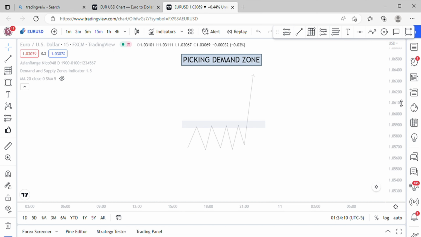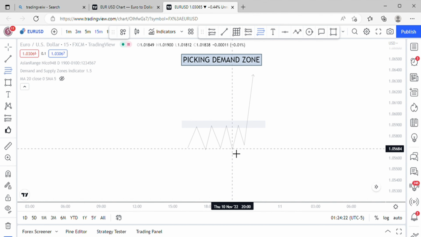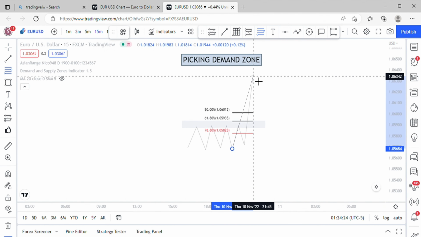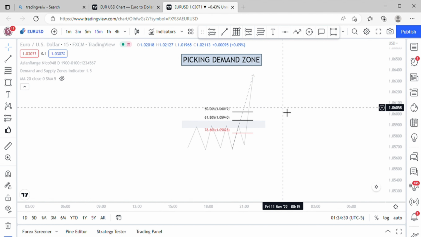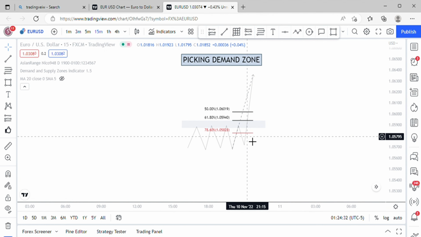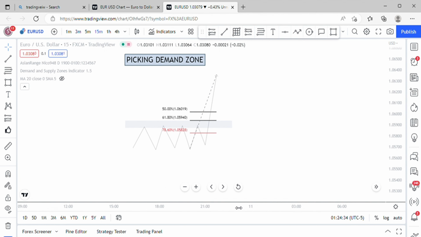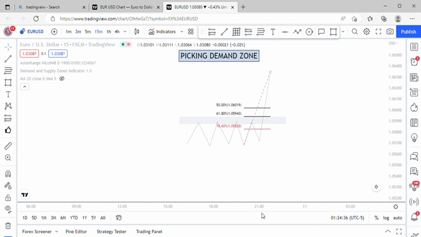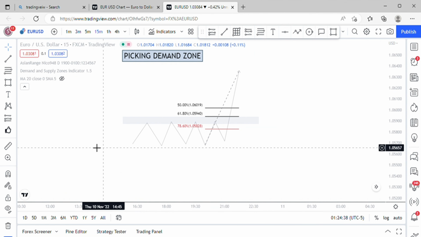So step number four is picking the right demand zone. The right way to pick the demand zone is to use Fibonacci retracement from the bottom of the move to the top of the move. We have to pull it, and below 61% we will mark our demand zone.